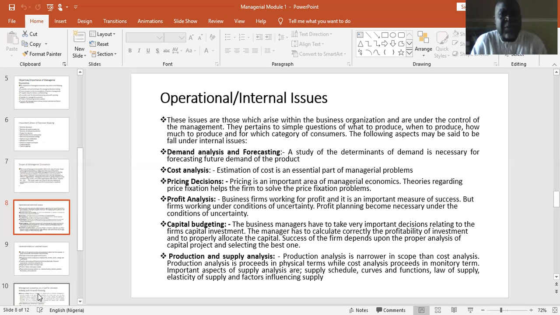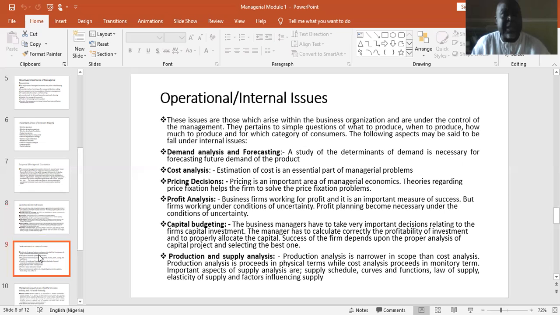How do you budget your capital investment? Investment in plant expansion, new product development, research and development, and all that. And then so many other things that are important. Those are within the control of the farm.